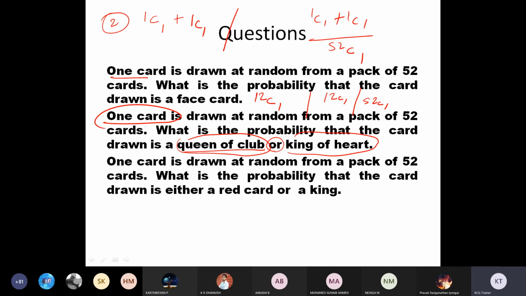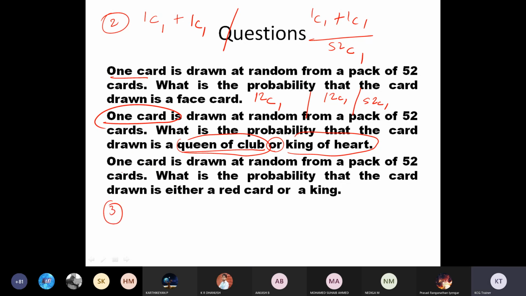If they tell you to select 2 cards, one queen of club and another king of heart, then it is 1C1 multiplied by 1C1 divided by 52C2. I repeat, if they ask you to select 2 cards, one each, then instead of addition it will be multiplication: 1C1 multiplied with 1C1 divided by 52C2.